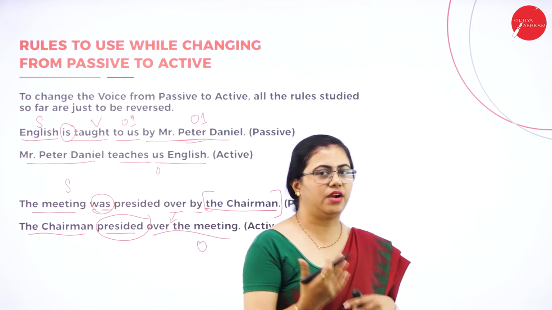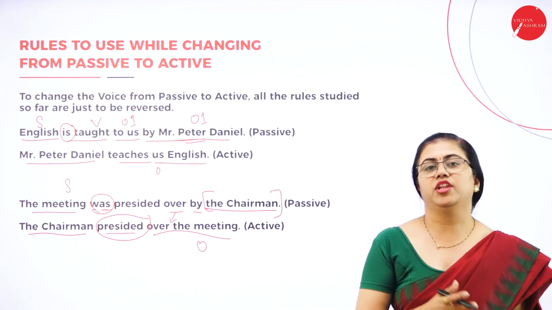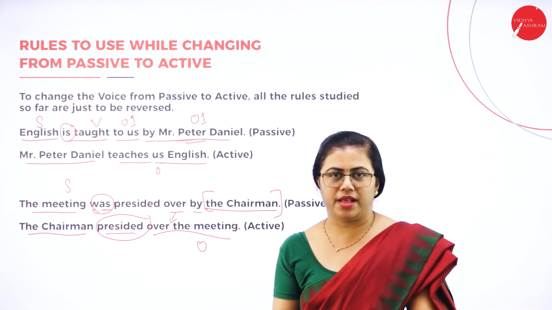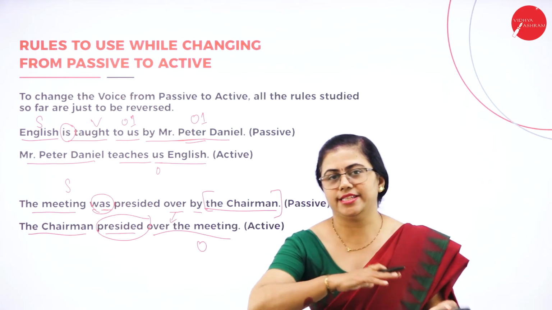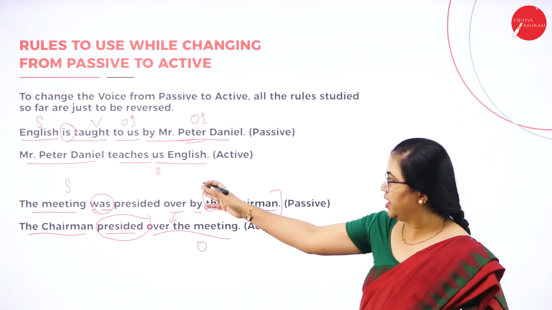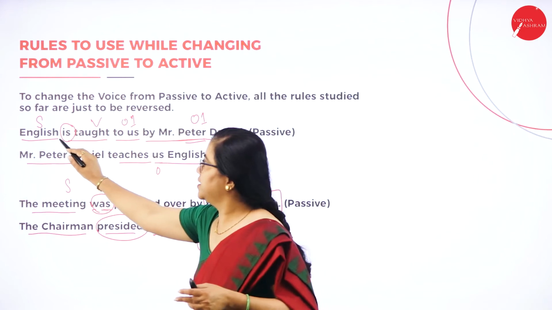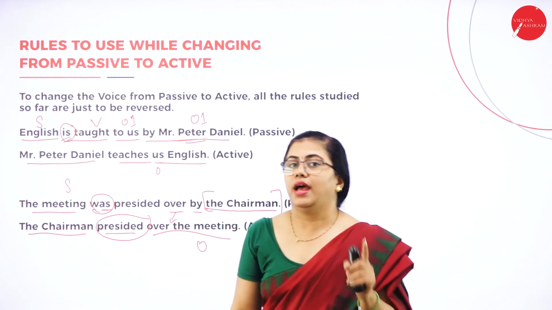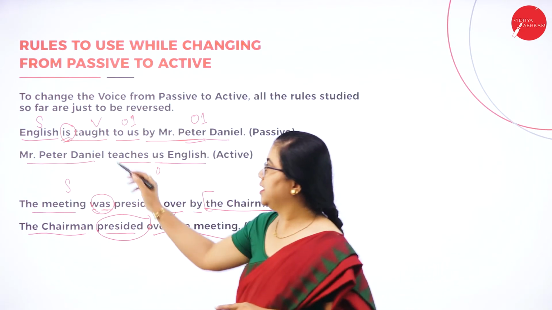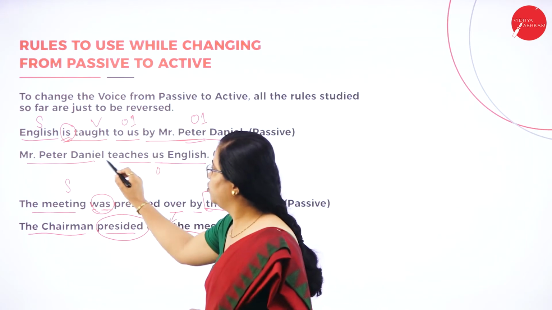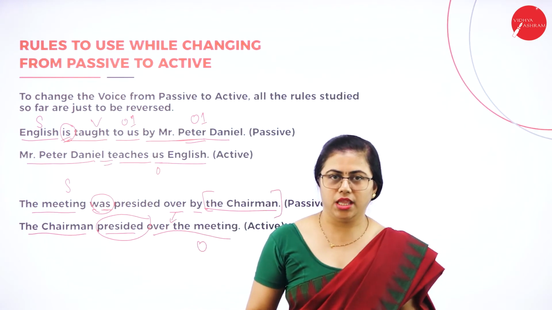The same thing, you just have to reverse it. Whatever you are adding while changing from active to passive, you will remove while changing from passive to active. Here you can see, for example, you just added "is" whenever changing from active to passive. But here, changing from passive to active, you are removing that "is", that auxiliary verb.